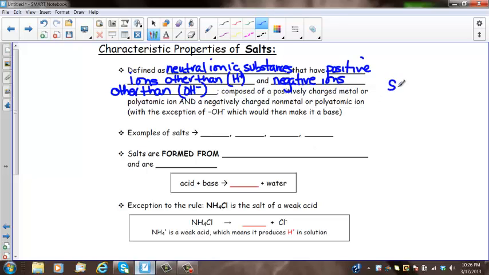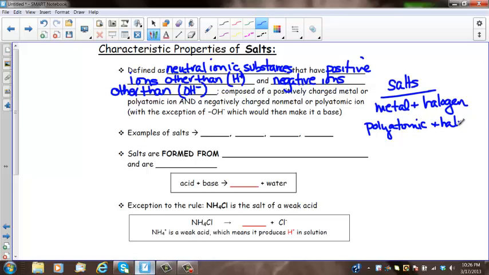So basically, the easiest way to do this, salts: metal plus, most of the time you're going to see it as a halogen, which is group 17. It could be another nonmetal, or it could be a polyatomic and a halogen, or it could be two polyatomics. That's usually what you'll see for a salt.